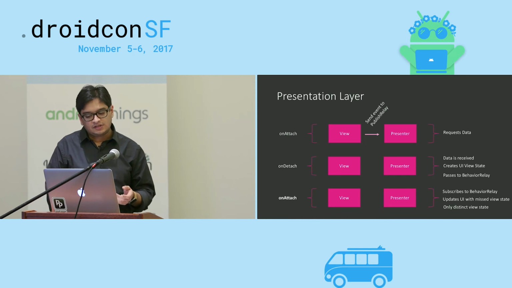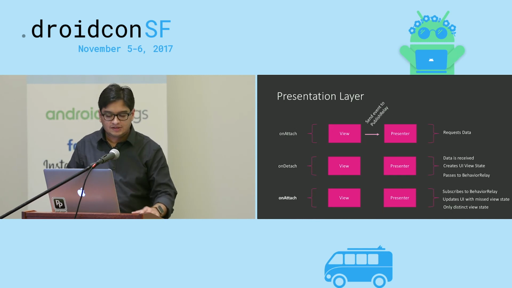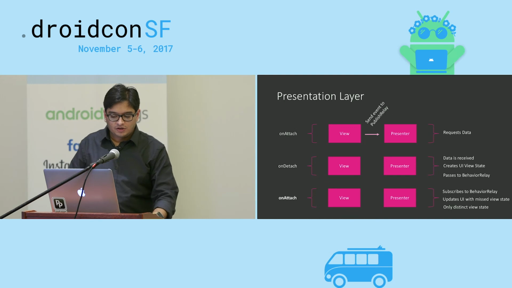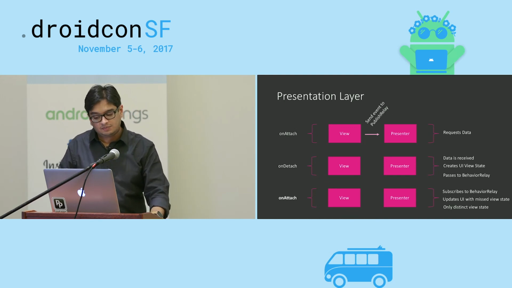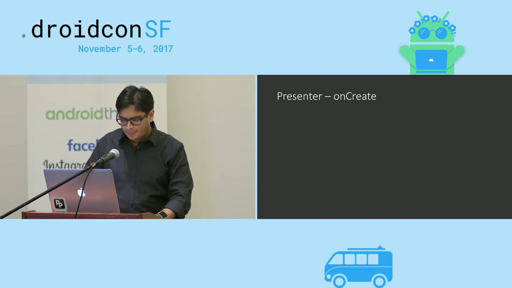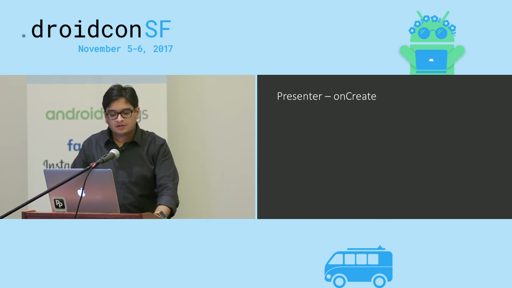That's why we use a distinct operator, and we'll see in the next slides. But the distinct operator makes sure that only the thing that has changed can be given out as a part of the operator. So let's look at the presenter's onCreate.